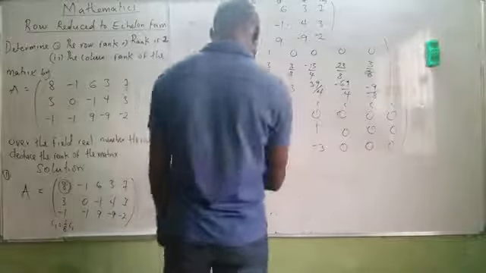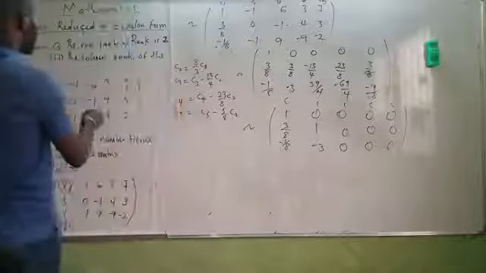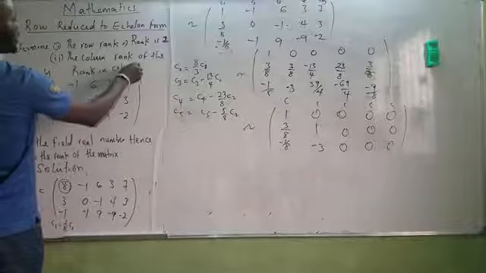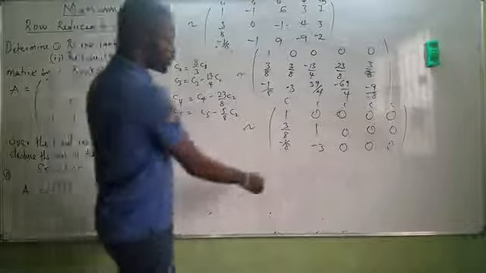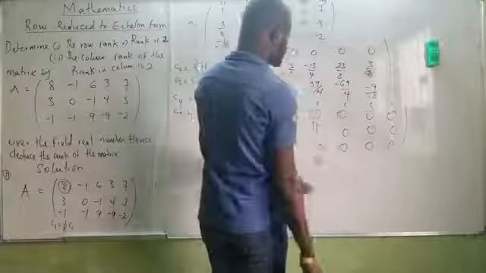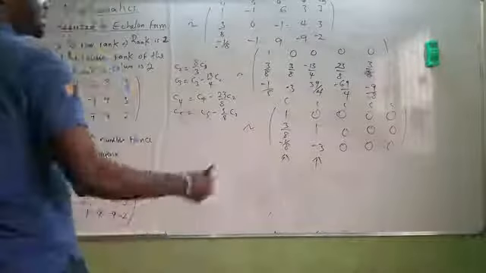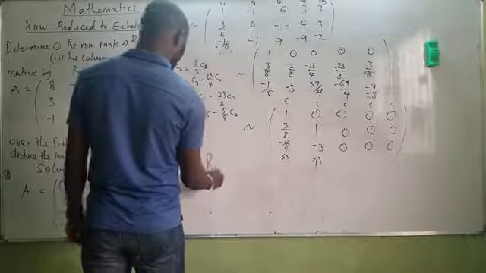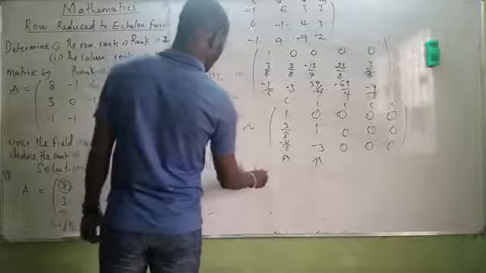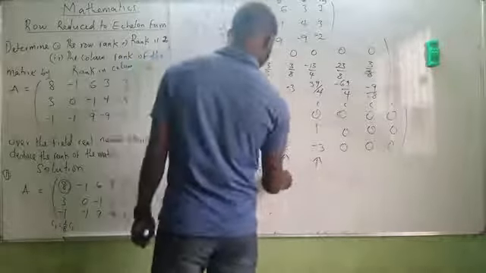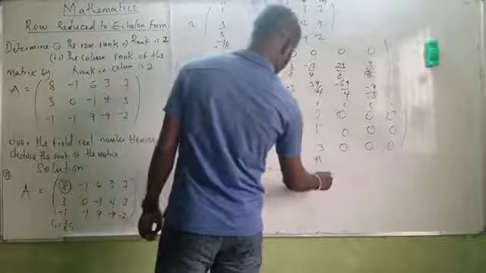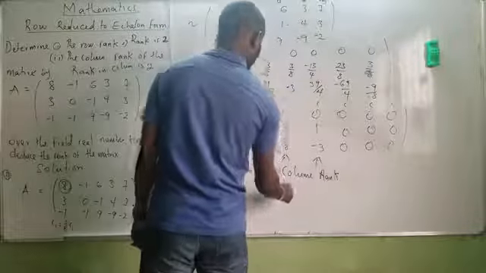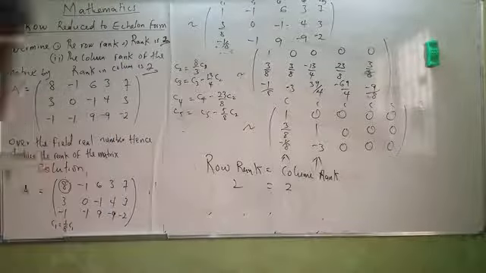Now, how many column rank am I having? The rank in column is 2, because 1, 2. That is the rank. It means the row rank equals the column rank, which is 2 equals 2. I have 2 here and 2 here. That is all about that.